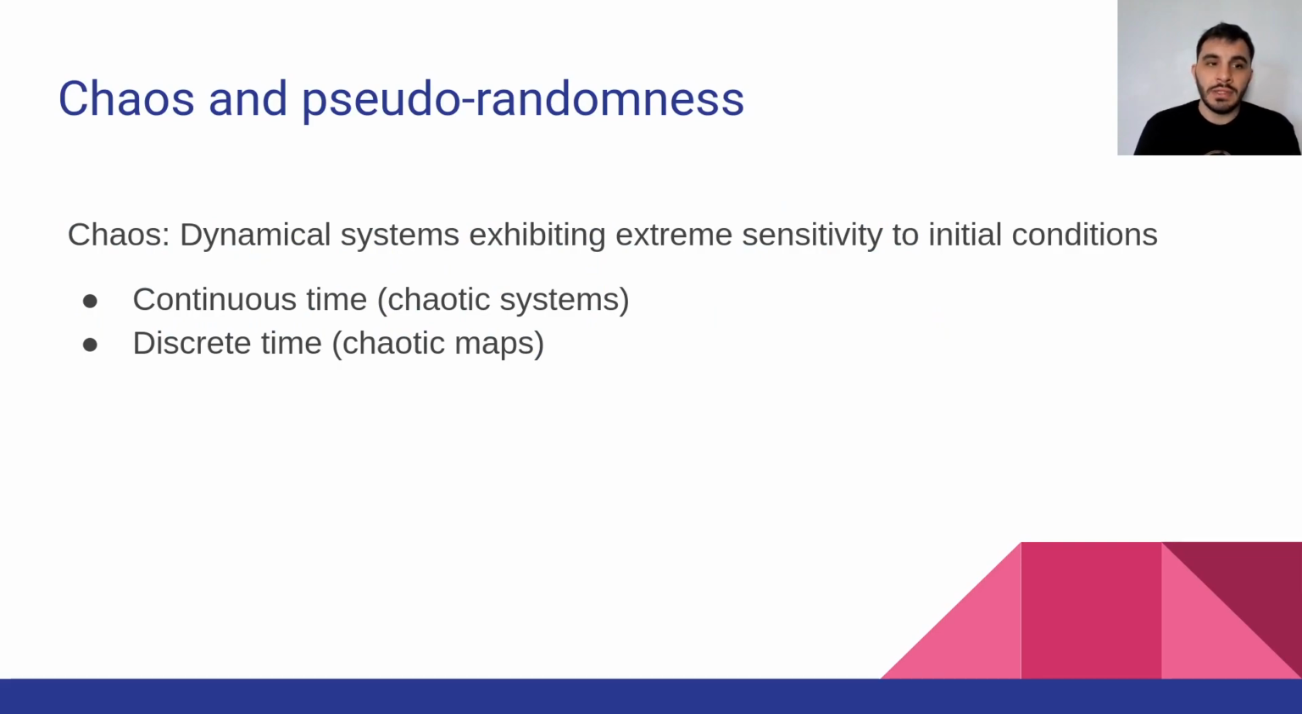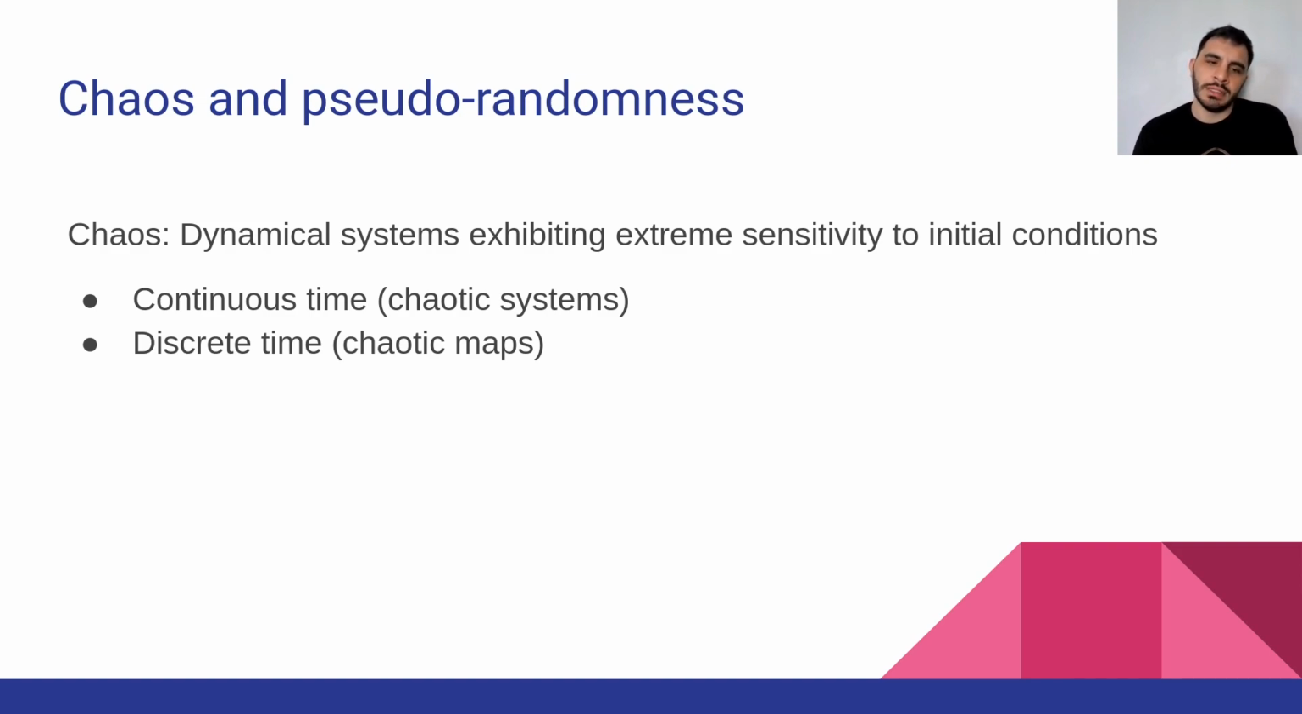First of all, what is chaos and how does it connect to pseudo-randomness? Chaotic systems are dynamical systems that exhibit extreme sensitivity to initial conditions, meaning that a very small change to initial conditions drives the system into a completely different trajectory. And there are, of course, both continuous time chaotic systems or discrete time, which we usually call chaotic maps.